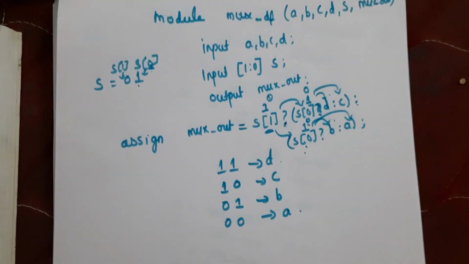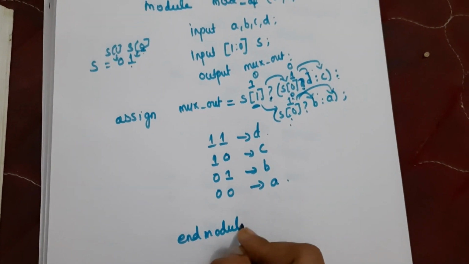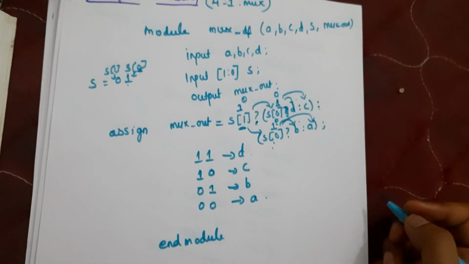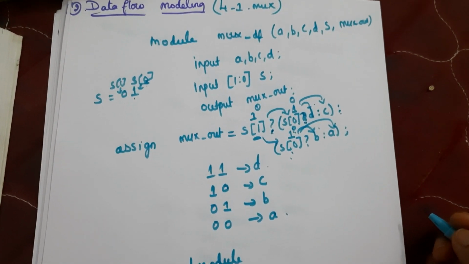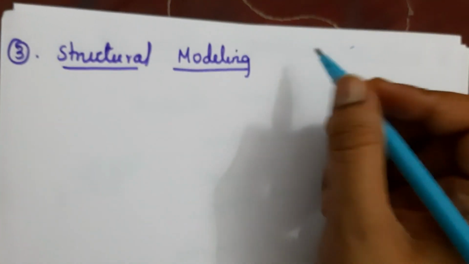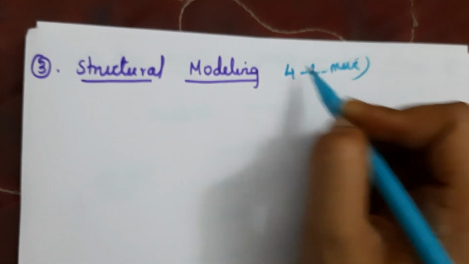And we just end the module. This is the Verilog code for 4 to 1 mux using data flow modeling. So next one is structural modeling, 4 to 1 mux using structural modeling.